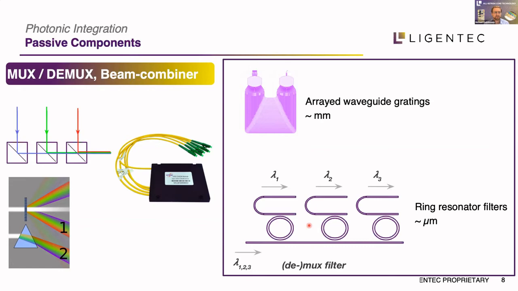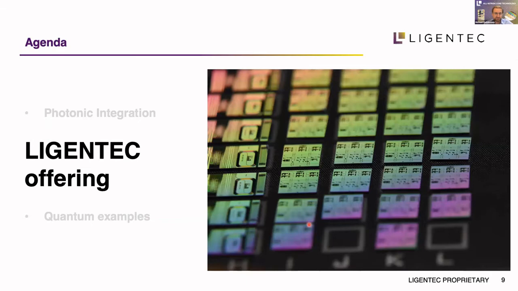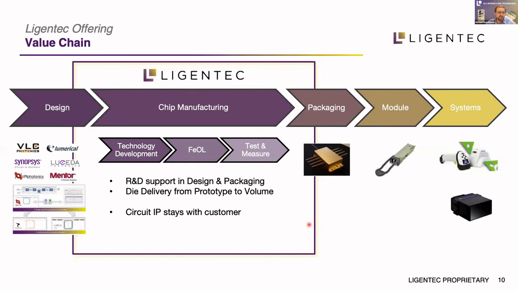So what is photonic integration? How can you access it and what does that mean? There's a whole industry of photonic integration which starts from design software and design houses to chip manufacturing, packaging, module integration, and system integration. And our focus is on the chip manufacturing, where we have developed a technology based on silicon nitride that can support your development from prototype up to volume production.